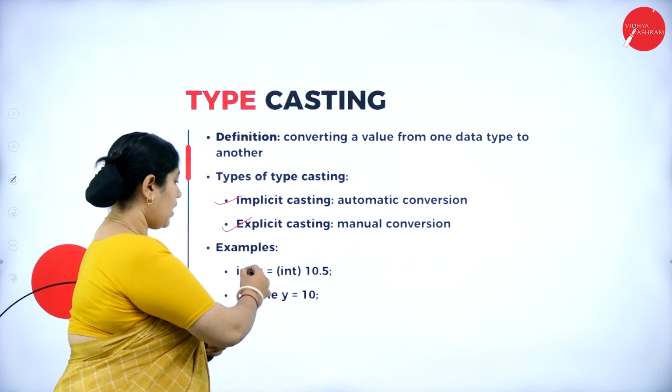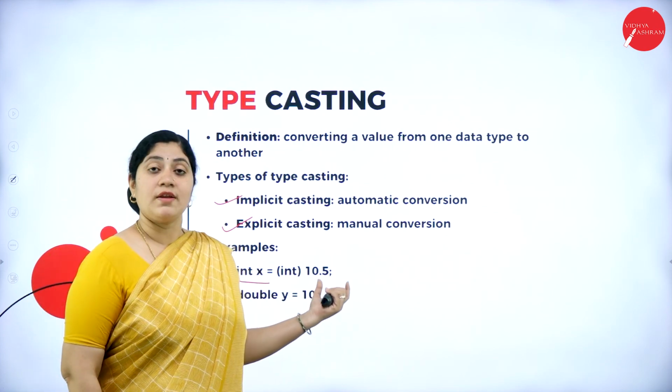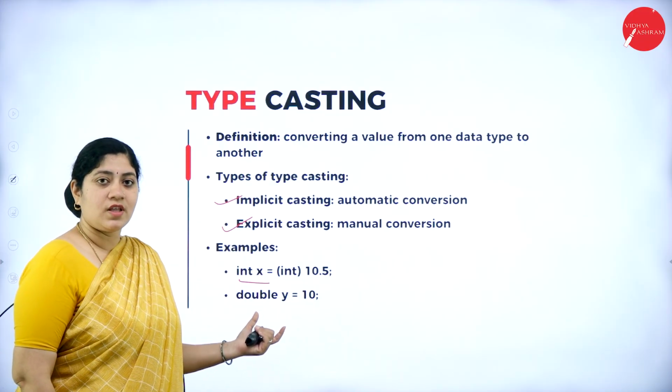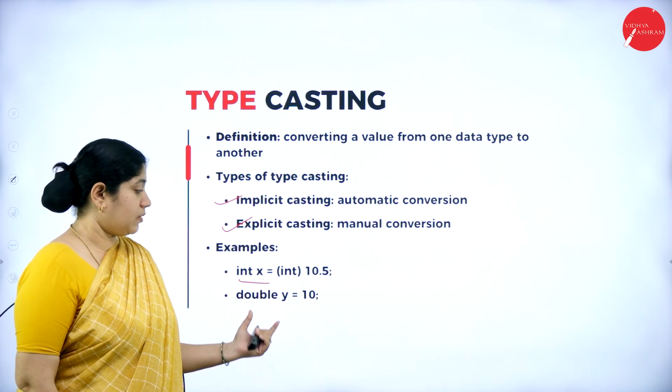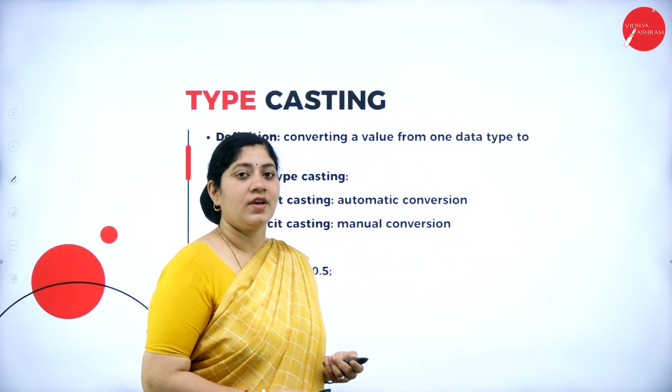Now we have int x, which is allocated with int of 10.5, right? What we can expect here, that is a double. Thus double y equals 5. All right, now let's move forward.